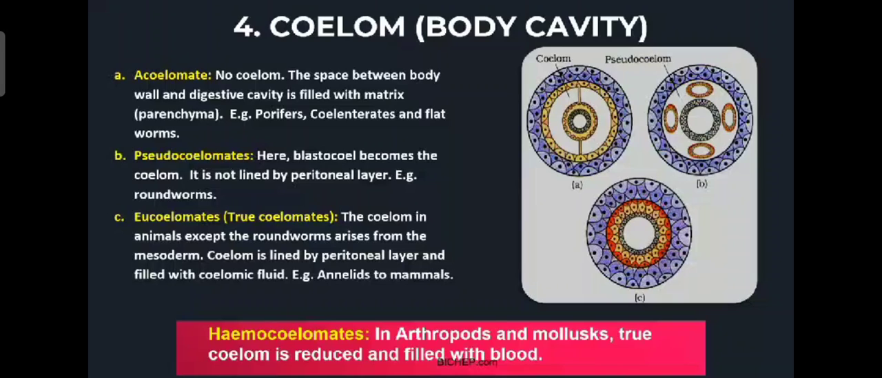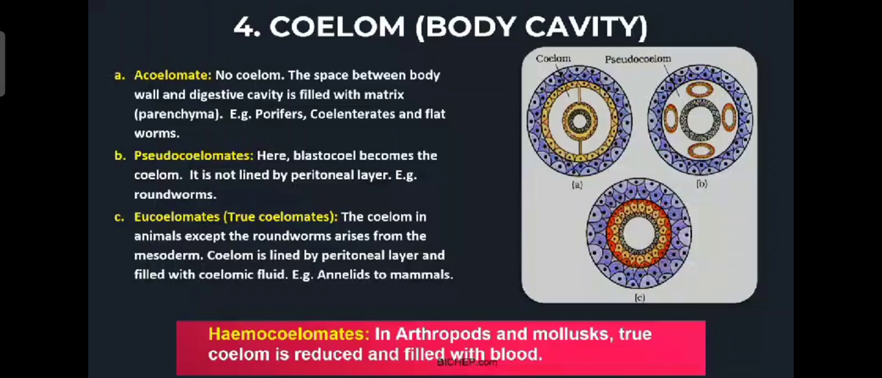Next one, that is pseudocoelomate. Pseudo means false. Coelom is false coelom. So here blastocoel becomes the coelom. It is not lined by the peritoneal layer. So here you can see in the second diagram, the coelom is always lined by the mesoderm, but here it is not lined by the mesoderm. Instead, the mesoderm is forming a pouch like structure, rounded structures you can see. So it is a false coelom. So it is called as the pseudocoelomate. The mesoderm is forming the pouch like structure.